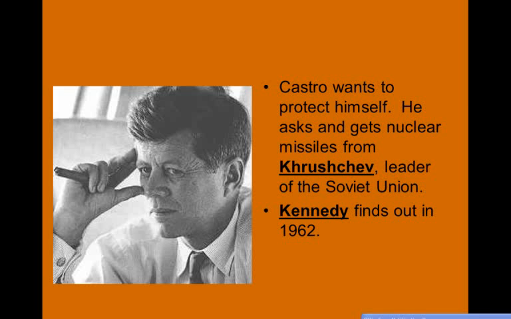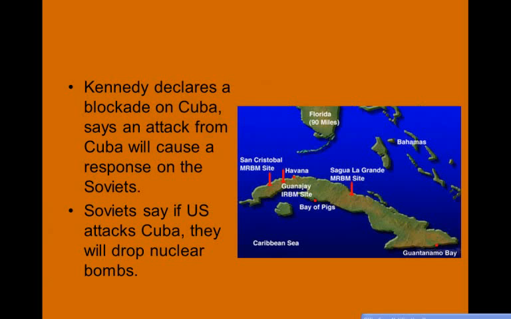In 1962, President John F. Kennedy, pictured there, finds evidence through spy planes and other things of the U.S. finds out that these missiles were in Cuba. And that initiates the Cuban Missile Crisis. Kennedy begins by declaring a blockade on Cuba.